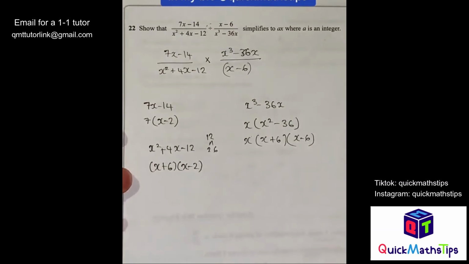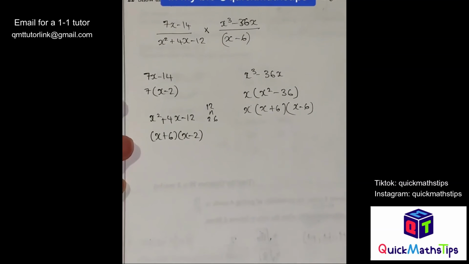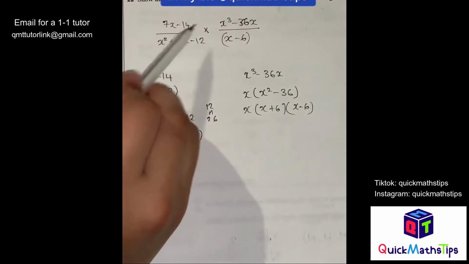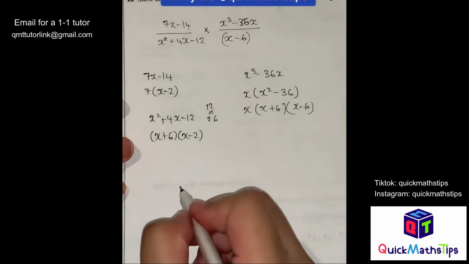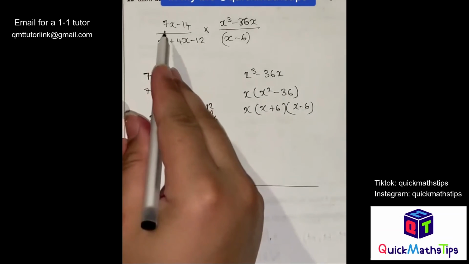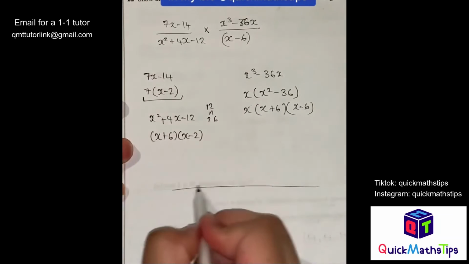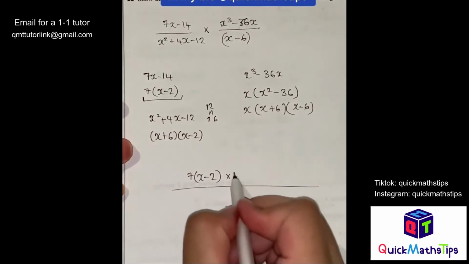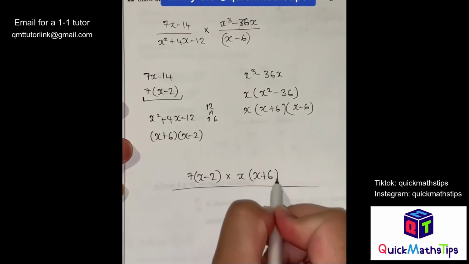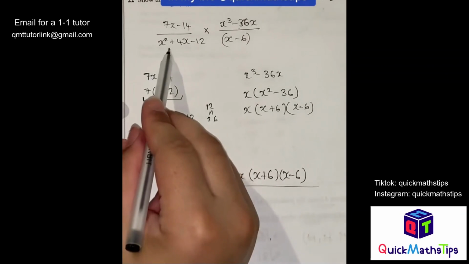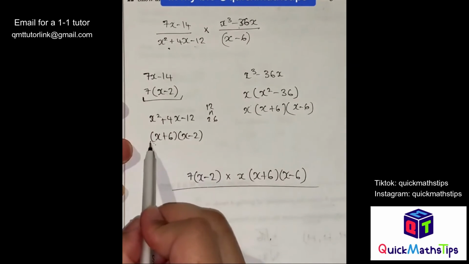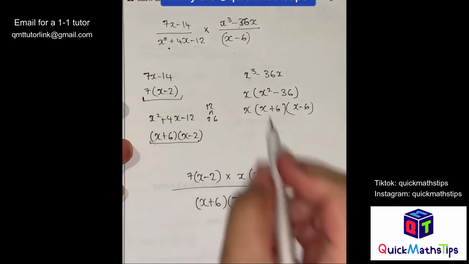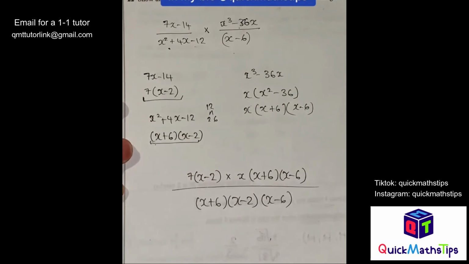And here this x minus 6 stays like that. So now I'm going to write it. Now once I've simplified each thing individually, I factorized that, and that didn't need factorizing. I'm going to write it as one big fraction. So 7x minus 14 simplified to give me 7 bracket x minus 2 multiplied by x cubed minus 36x gave me x bracket x plus 6, x minus 6. And the bottom of the fraction, x squared plus 4x minus 12, gave me x plus 6, x minus 2. And this one here stayed x minus 6. Now that's my one big fraction.